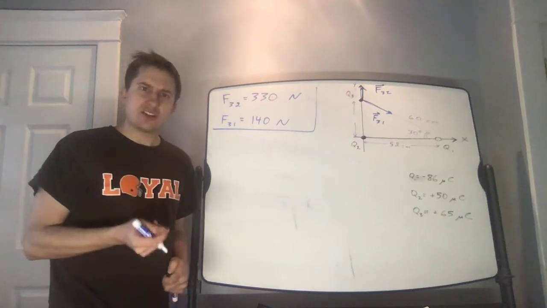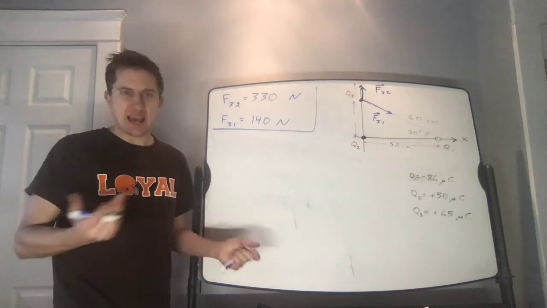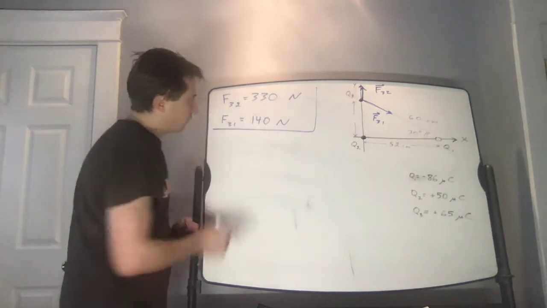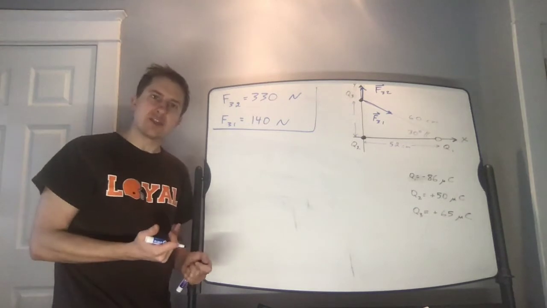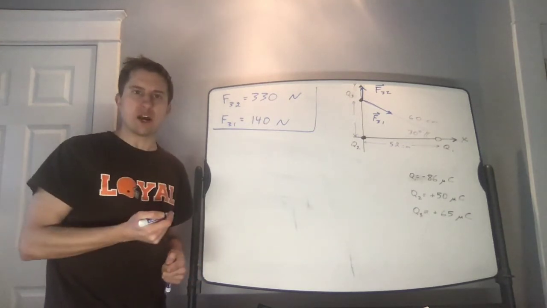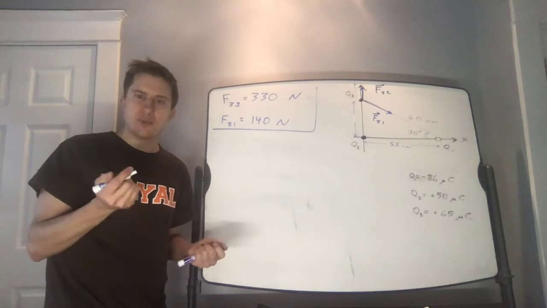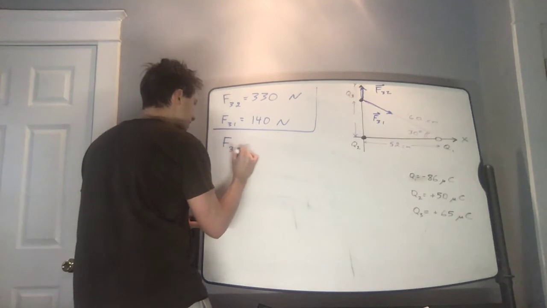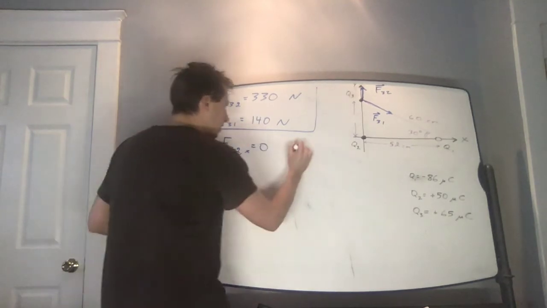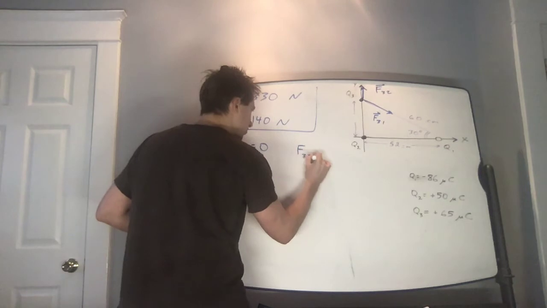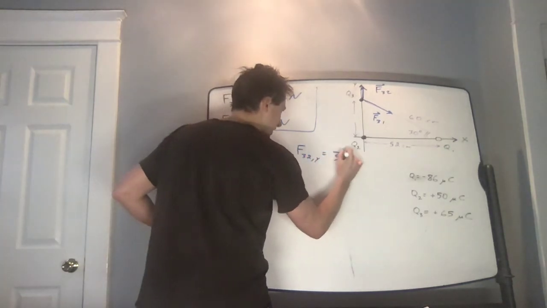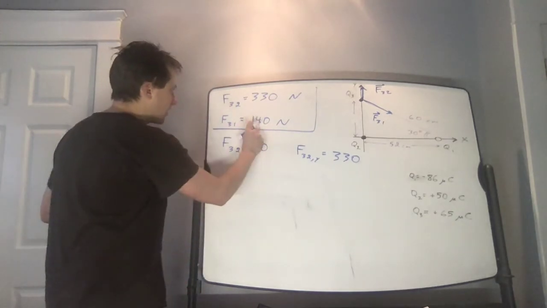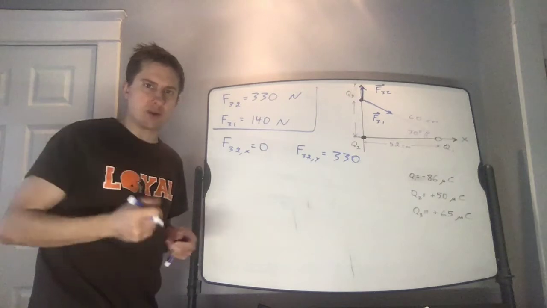At this point in the problem, we are done with everything that we're going to do with Coulomb's law. The rest of this problem is adding two forces as vectors, which we studied extensively last semester. I look at these two forces and I notice that the force on 3 from 2 is entirely in the y direction. So breaking this force into its components is going to be easy. I could say the force on 3 from 2 in the x direction is going to be 0. The force on 3 from 2 in the y direction is going to be the entire magnitude of that force, 330 newtons.